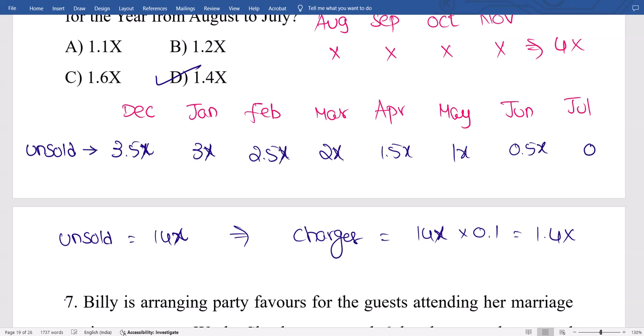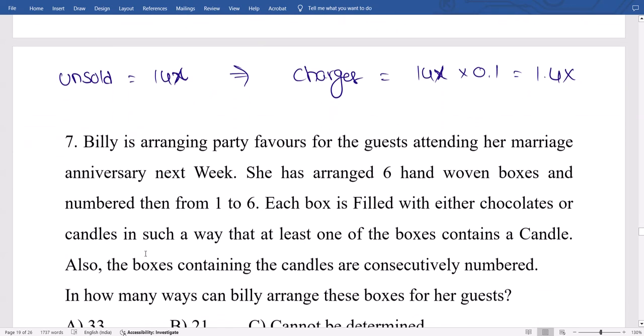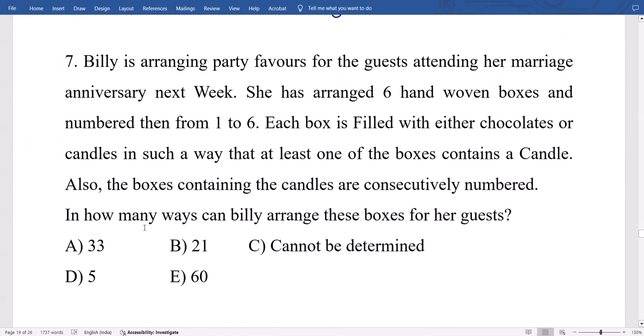So first 4 months they are preparing, August to November preparation happened. Then they are selling x by 2, x by 2. Right. Now permutation combination, excellent question.